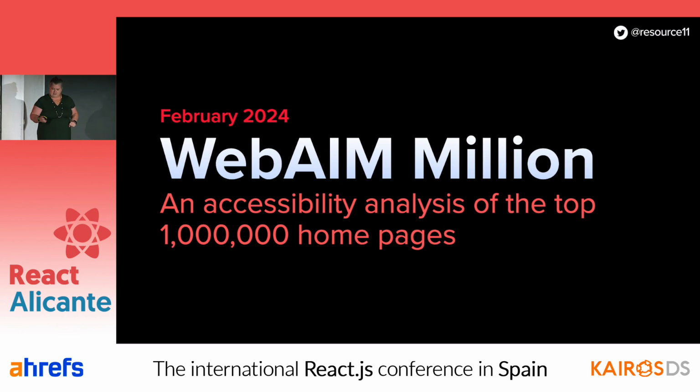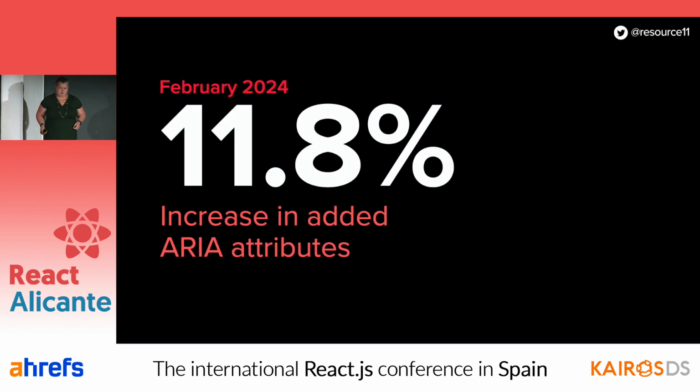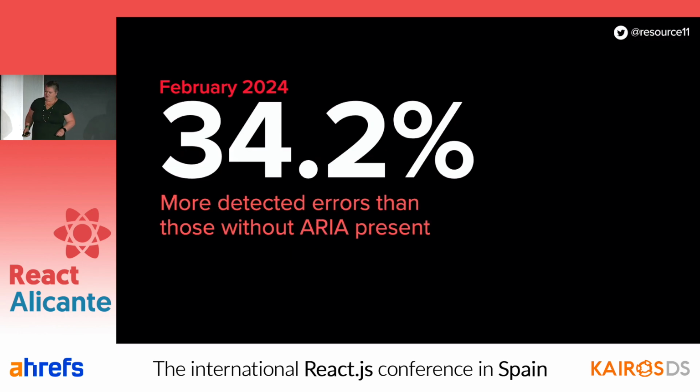There was a report in 2024, and it comes out every year, called the WebAIM Million, where the WebAIM team scans the top 1 million homepages for accessibility issues, and every year we just need to do some more work. Like, for example, more ARIA attributes added, 34.2% more detected errors on home pages than those that don't have additional ARIA added.